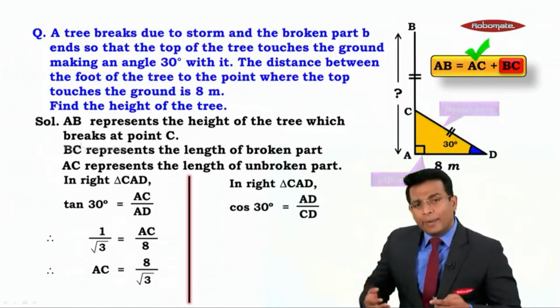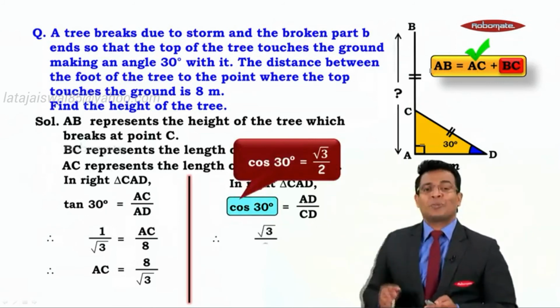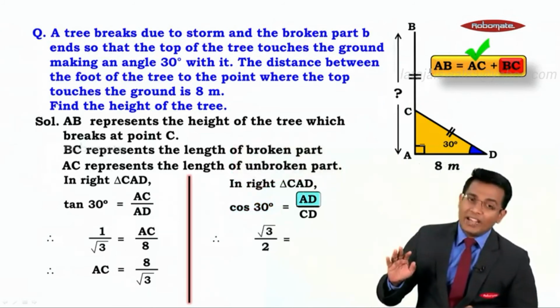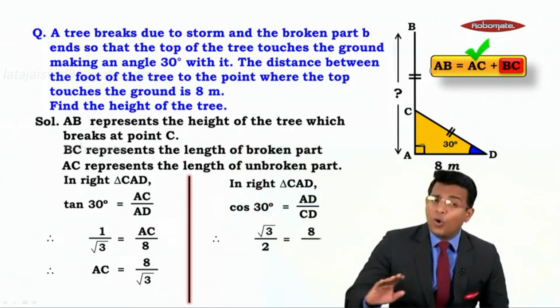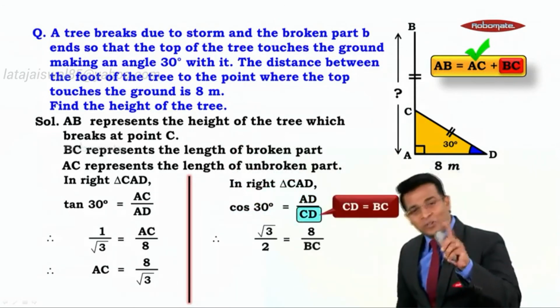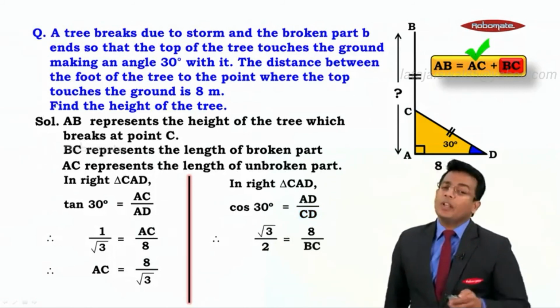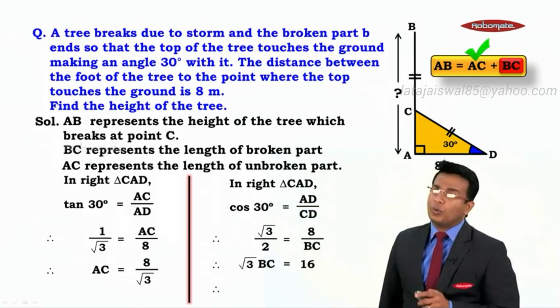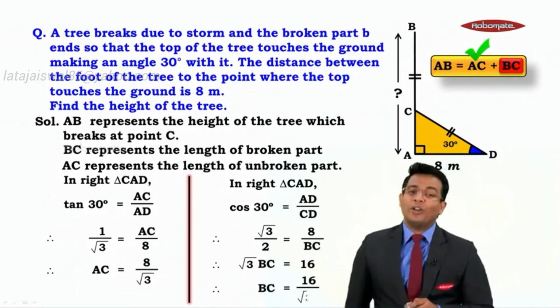Now we know from the table that cos of 30 is root 3 upon 2, substitute that value there. That is equal to AD, which we know is 8 meter, and the value of CD we don't know. But we know CD and BC are equal, so instead of CD, we can write BC because that is what we need to find. So we get root 3 into BC is equal to 8 into 2, that is 16. So we get BC is equal to 16 upon root 3.